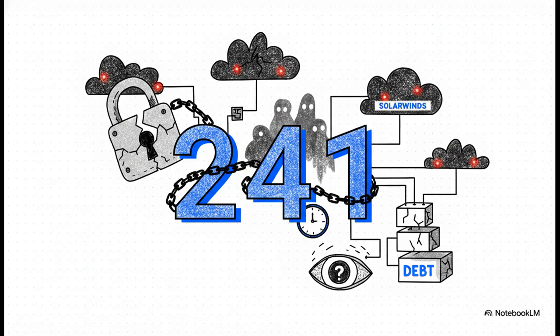241. That staggering number is the average amount of days it takes an organization to identify and contain a data breach. We saw this in catastrophic supply chain attacks, like SolarWinds, which literally went undetected for months. When your monitoring is siloed and your debt is high, threat actors can comfortably live inside your network for the better part of a year before you even notice they're there.